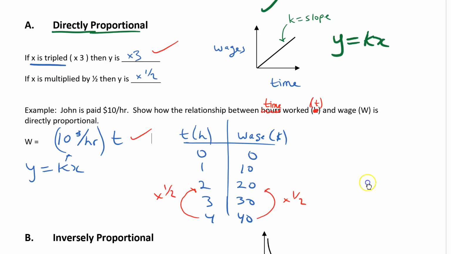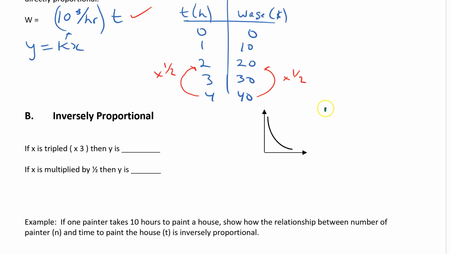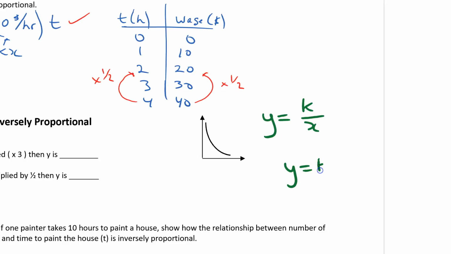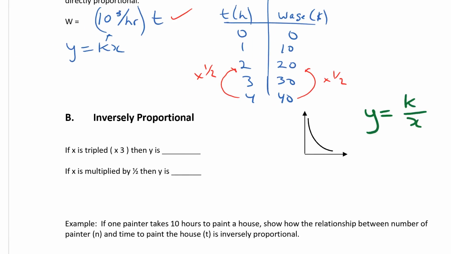Let's take a look at our second one here, inversely proportional. So this one, the basic idea would be y is equal to k over x. Sometimes people write y is equal to k multiplied by 1 over x, but that is a little bit more writing, so I'm going to stick with the first one. In this case, whatever x is multiplied by, y is multiplied by the reciprocal. So in this case, if x is tripled, then y is going to be multiplied by the reciprocal of 3, which is 1 over 3.